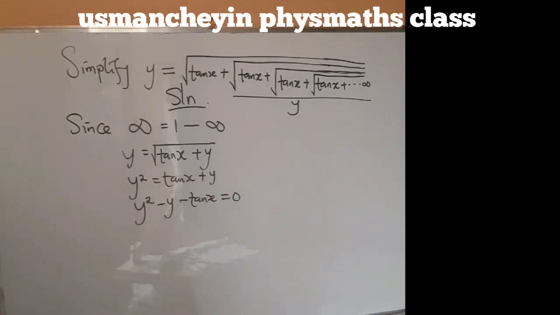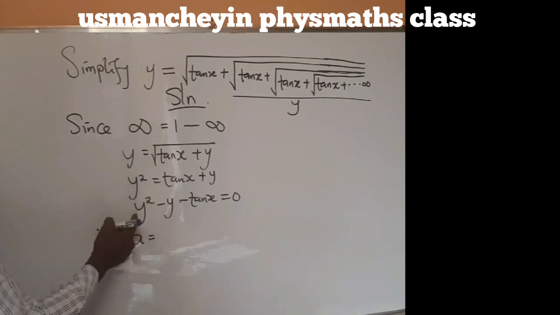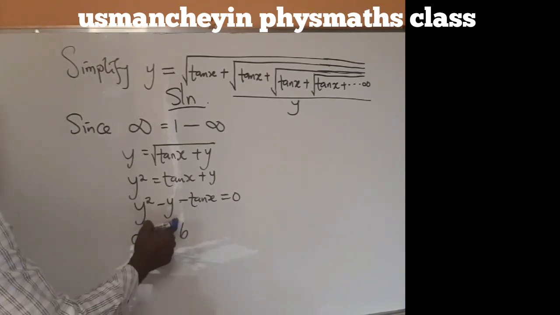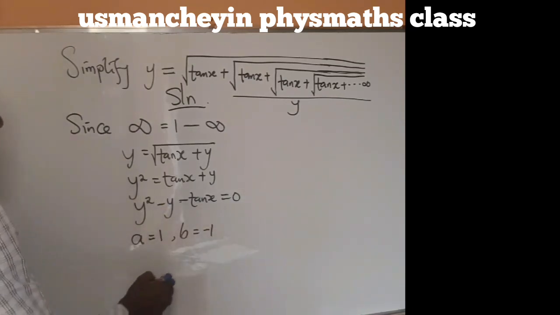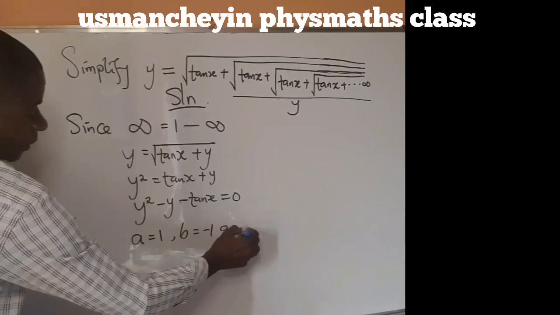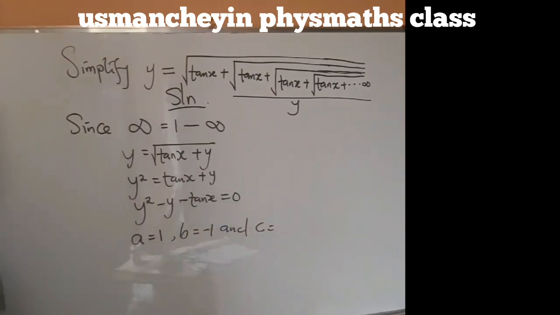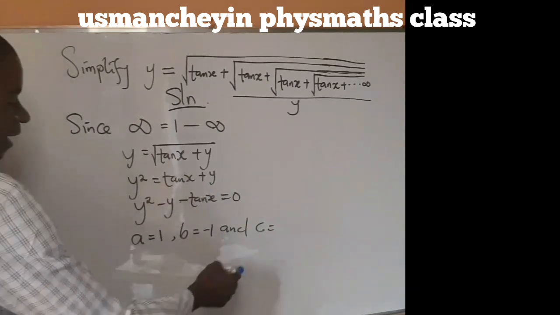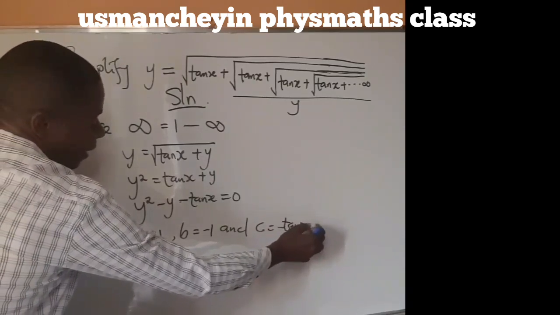So from this very point we are already into a quadratic equation. So we use the formula method to simplify it more, where we can say that our a is equal to the coefficient of y squared, which is 1. Our b is equal to the coefficient of y, which is negative 1. And our c is equal to the coefficient of the whole of tan x. Our c is equal to minus tan x.